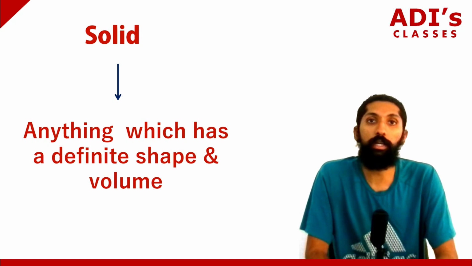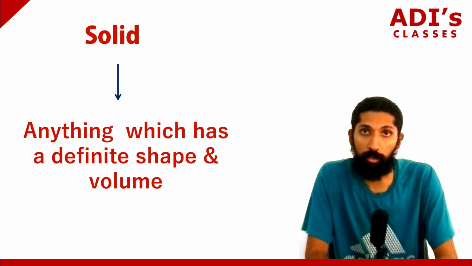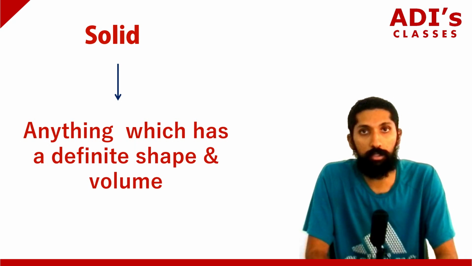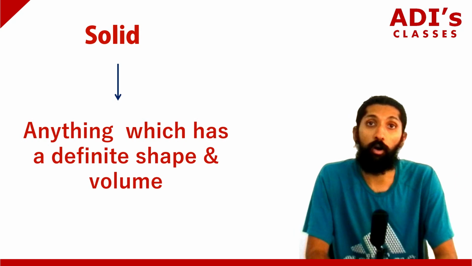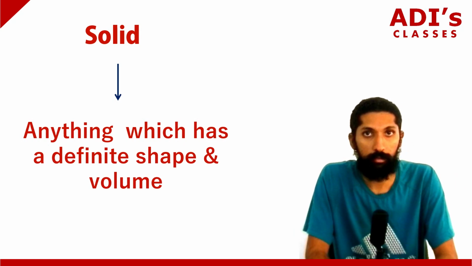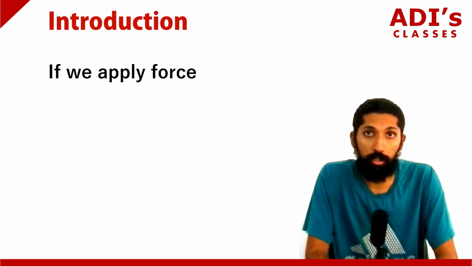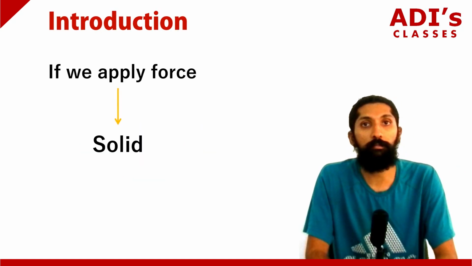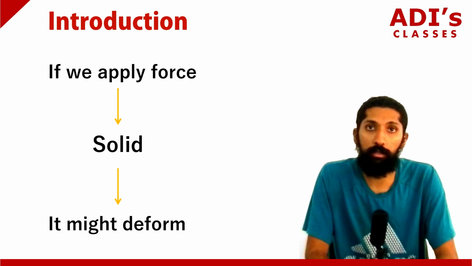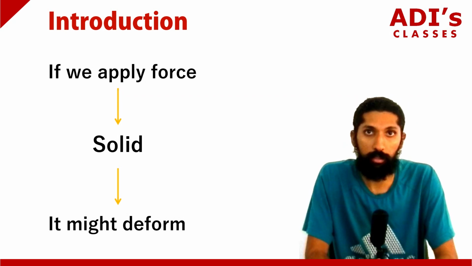Alright. Now you can take n number of examples for solids, correct? And everything has a definite shape. As in, whatever solids you are going to consider, they all have a definite shape and they all have a definite volume. Correct? Now, if you apply force onto a solid, sometimes the body can deform, sometimes nothing will happen, it's just going to rebound. Correct? I mean, both the cases can happen.